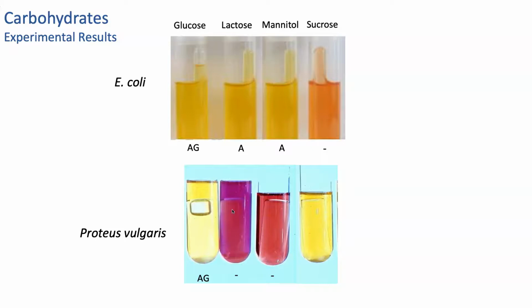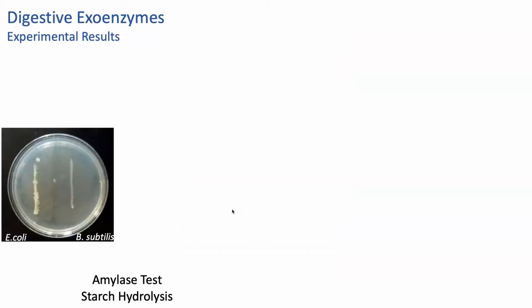Moving on to our digestive exoenzymes, our experimental results. Remember that we started off by inoculating our starch agar with E. coli and Bacillus subtilis. What do we do then? After inoculation and incubation at 37 degrees for 48 hours, we add iodine. Well, what does iodine do? If there is still starch present in my starch plate, the iodine is going to complex with the starch.